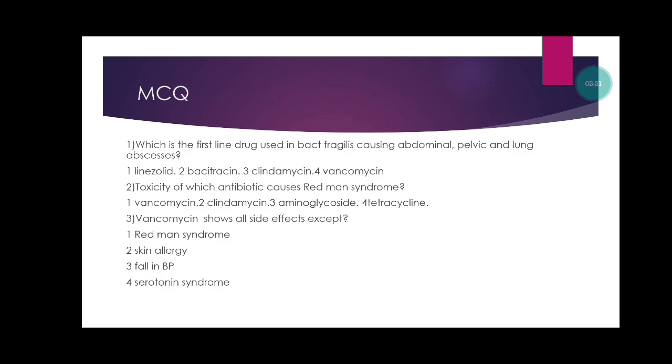Now MCQs. Which is the first line drug used in Bacteroides fragilis causing abdominal, pelvic and lung abscess? Linezolid, bacitracin, clindamycin or vancomycin? So the answer is clindamycin. Toxicity of which antibiotic causes red man syndrome? Vancomycin, clindamycin, aminoglycoside, tetracycline. So the answer is vancomycin.